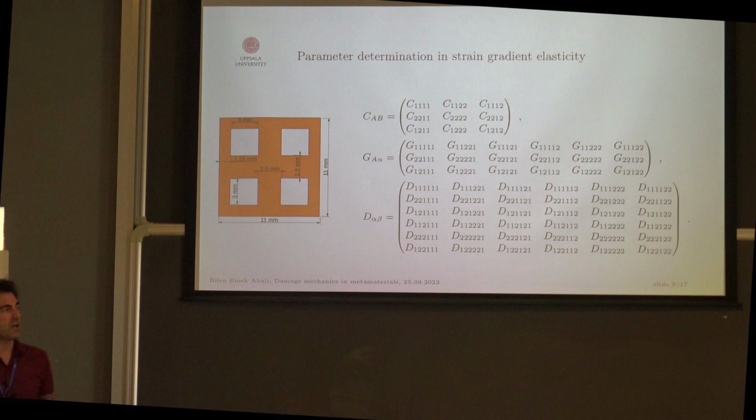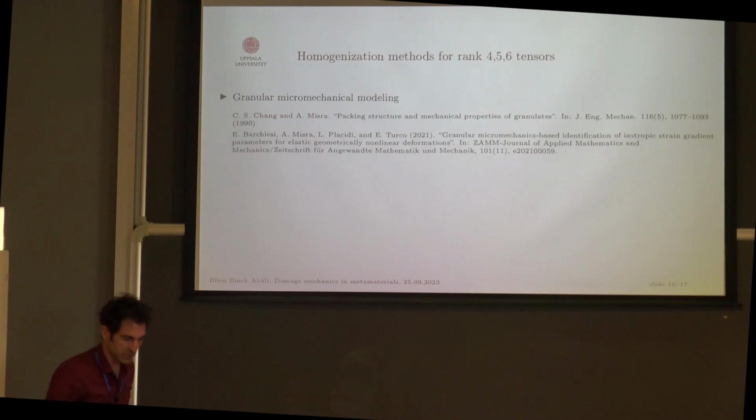These are the rank 4, 5, 6 tensors. In order to be able to write them, I'm using something like a Voigt notation in 2 dimensions. This is the rank 4, rank 5, and rank 6 tensors. I need to have all these numbers, and how to do this is called homogenization.